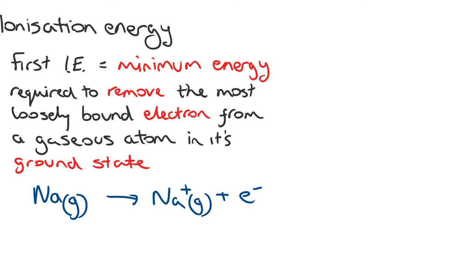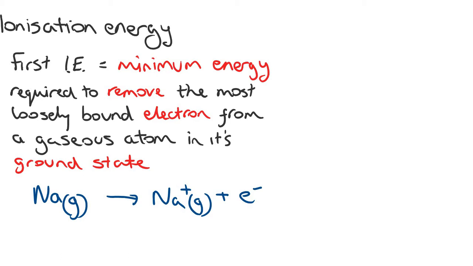So not just the first ionization energy, we're going to look at the second ionization energy. That's to remove 1 mole of electrons to form 1 mole of gaseous 2+ ions from the 1+ ions. We're going to look at the third ionization energy, which is to remove 1 mole of electrons from the 2+ ions to form 3+ ions, etc., etc.